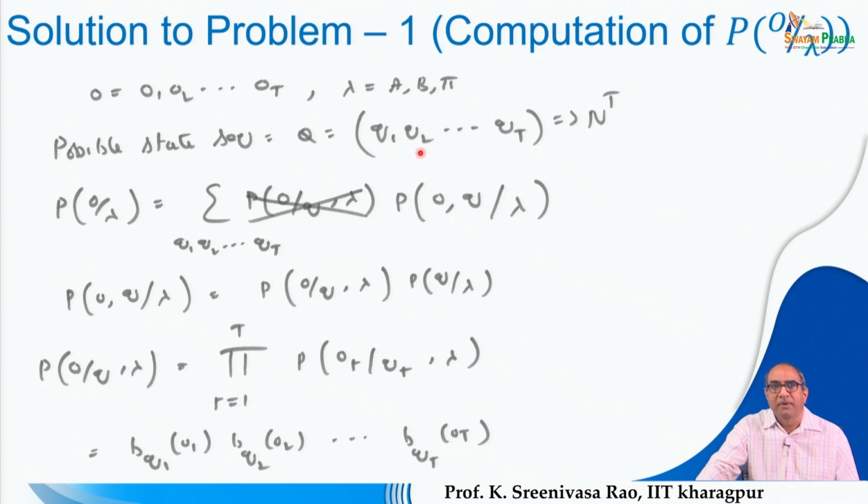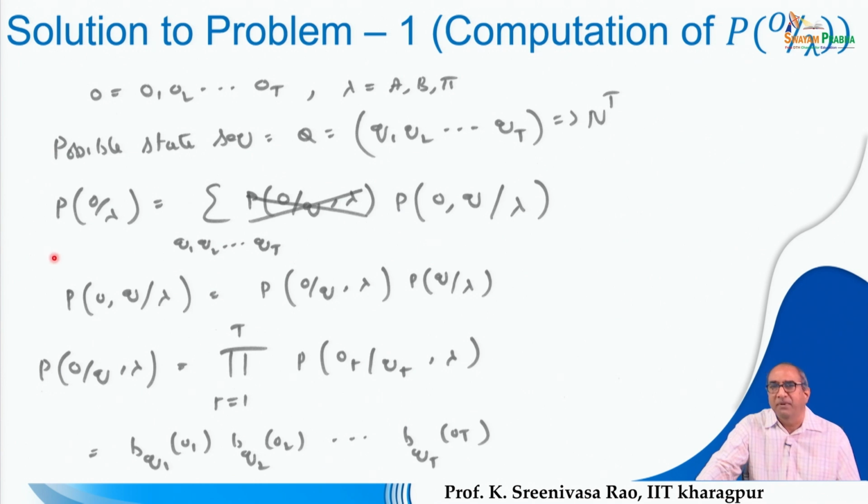How do you get this? Because each observation symbol can be obtained from any one of the n states, and there are T observation symbols. So this sequence can be generated from any one of these possible state sequences. Therefore, the total number of possible state sequences is n to the power T, where N is the number of states and capital T is the number of observation feature vectors, or the sequence length. So there are n power T possible state sequences.